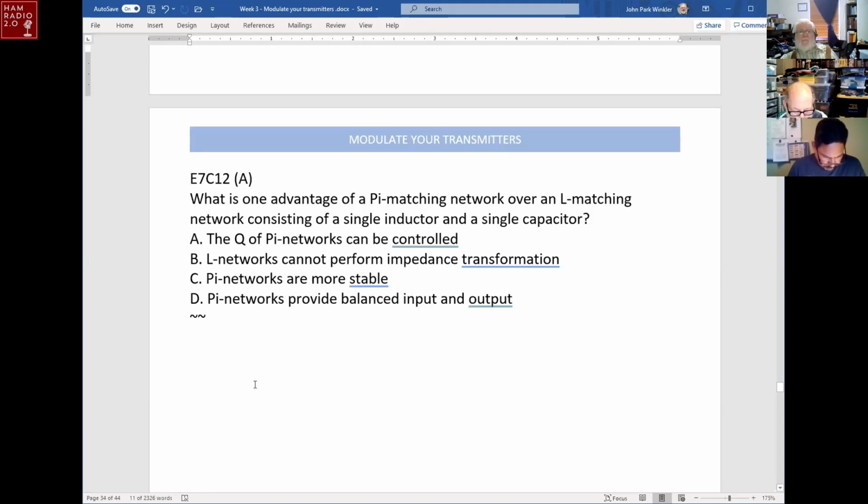What is one advantage of a pi matching network over an L matching network consisting of a single inductor and a single capacitor? And the answer is A, the Q of the pi networks can be controlled. The Q of an L network depends on the antenna, and the pi network allows the Q of the circuit to be controlled by the tuning capacitor.